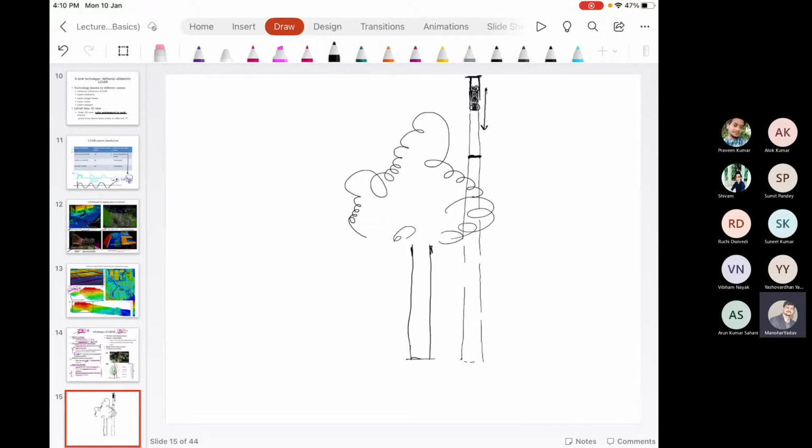Let's say the first interaction takes place here, then somewhere here the next interaction takes place, then a third interaction takes place, and finally it hits the ground. If I draw over here the shape of the laser pulse, it is like this. This is time t, and this is amplitude.